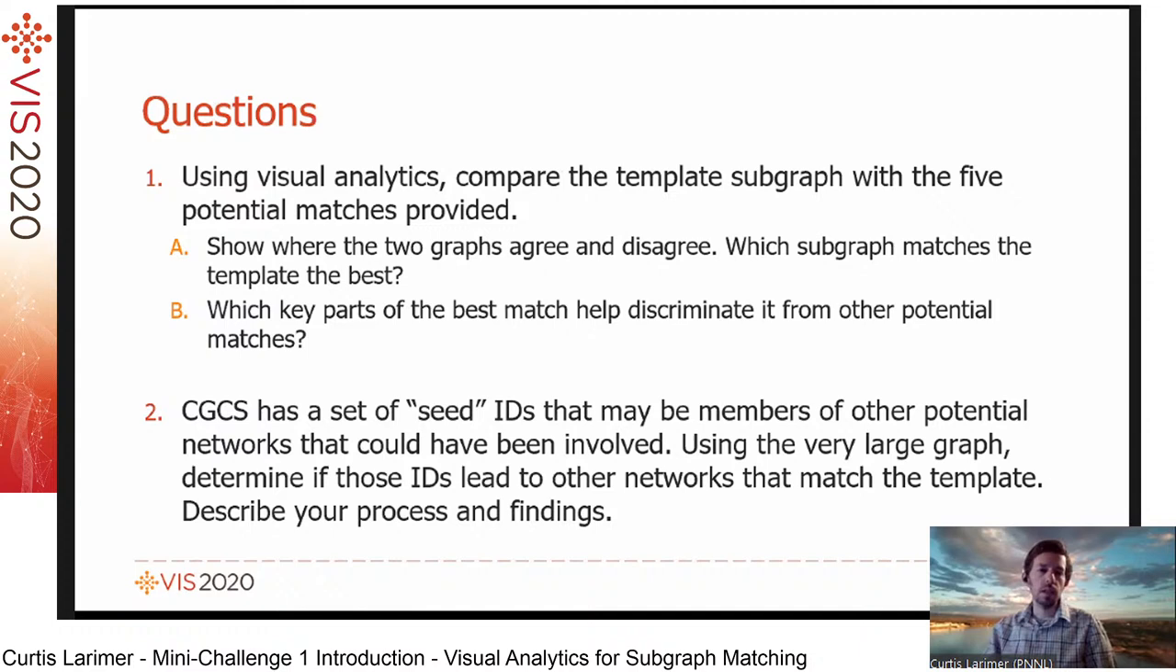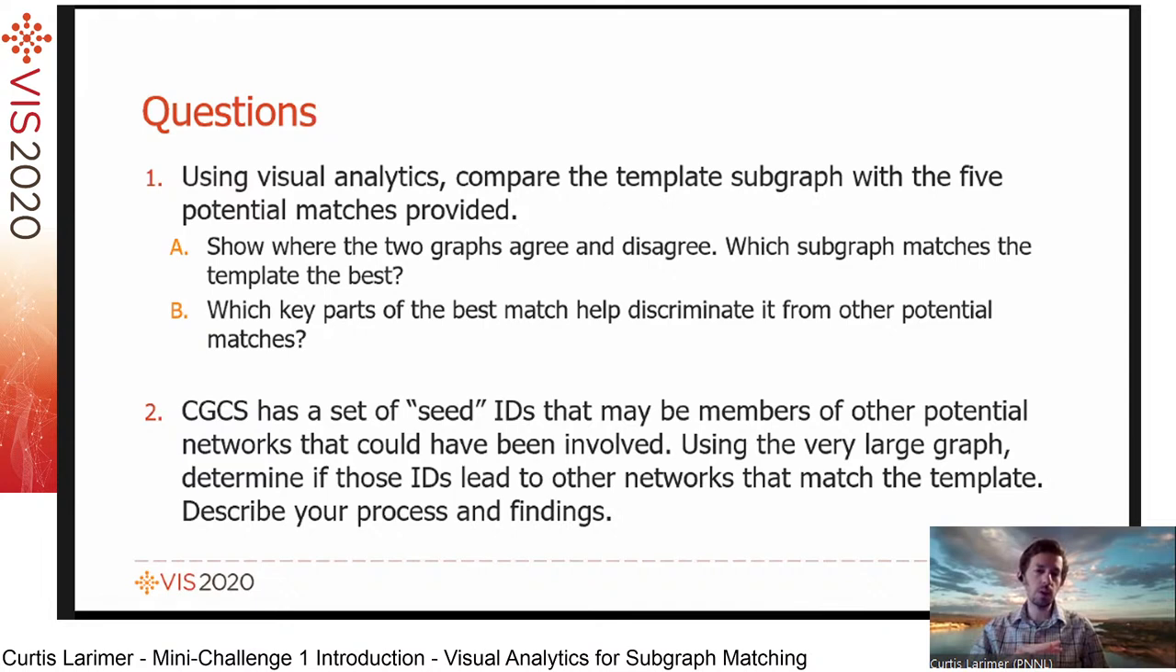So the questions that we asked of the participants were, first, to build a visual analytic tool to compare that template subgraph, that key, with five potential matches that we provided. Now, I should say that during the data generation, we not only created the large graph, which had 125 million records, but we also created five near matches to our template. And we embedded them in the large graph. Okay, so we tried to stitch it in so that it would look seamlessly like part of the background.